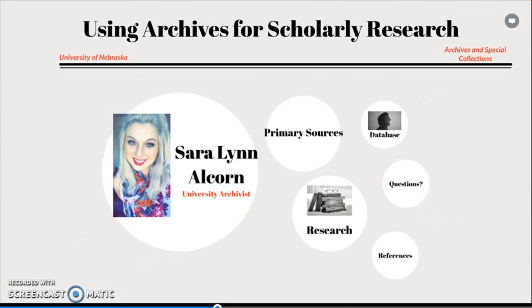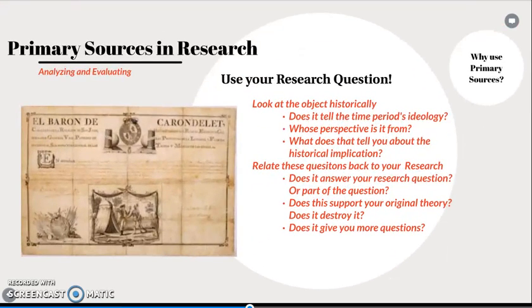So now that we know what a primary source is, how can we use primary sources in research? We're going to look at analyzing and evaluating. First, you have to use your research question. In our last lesson, you created research questions for your topic. This research question is going to be your guide throughout the analyzing and evaluating process.